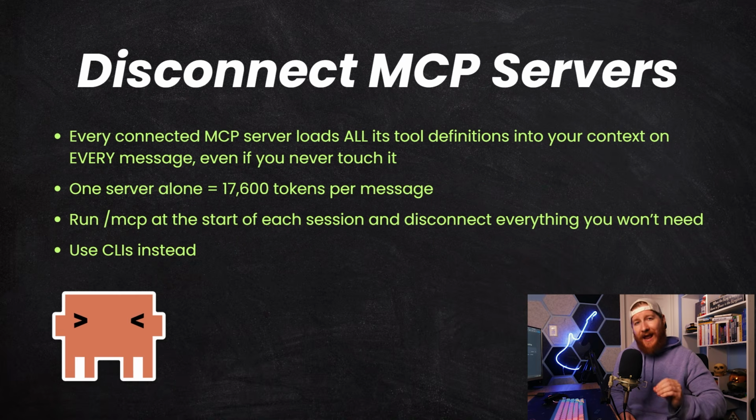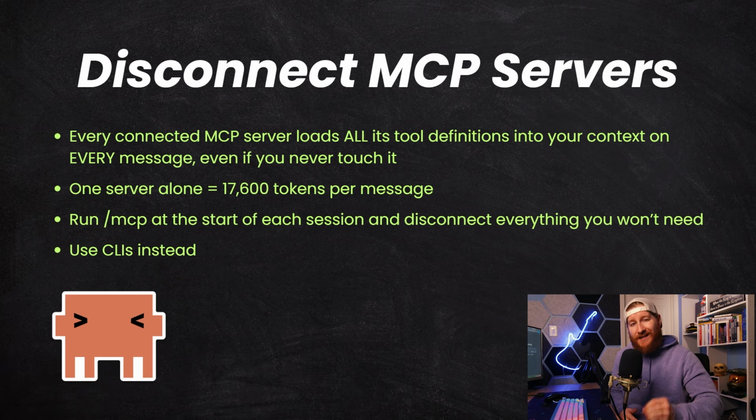Whenever you start up a new chat, every connected MCP server loads all its tool definitions into your context on every message, even if you never touch it. One server alone can equal 17,000 tokens per message, which is a lot. In order to not waste tokens on unrelated MCP server loads, what you can do is run /MCP at the start of each session and disconnect everything that you don't need. A lot of people have a lot of connected apps that they don't realize are actually burning through their tokens. And you don't need those connected apps on every single prompt or session that you're running.